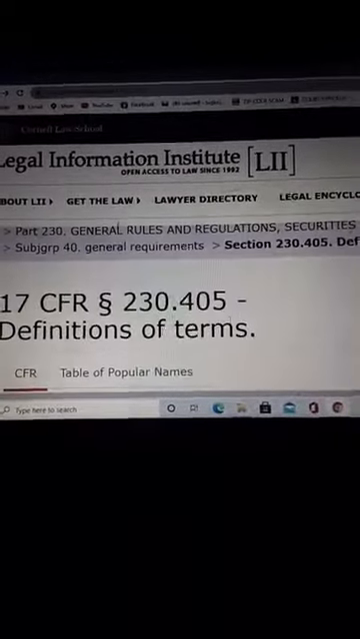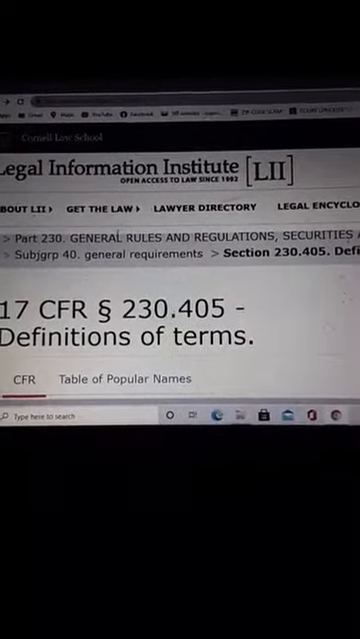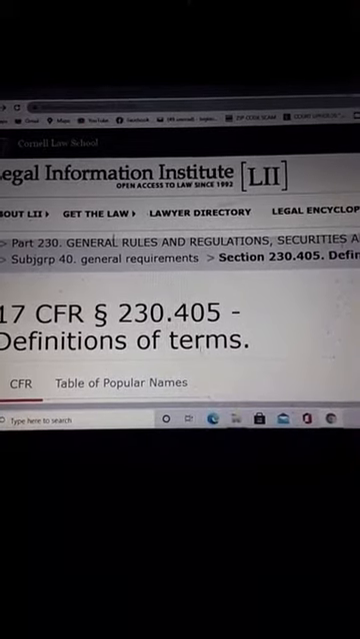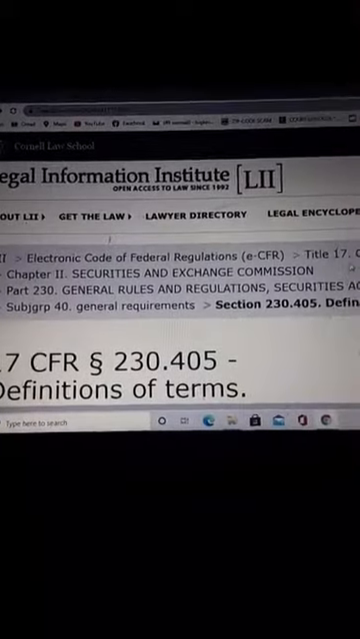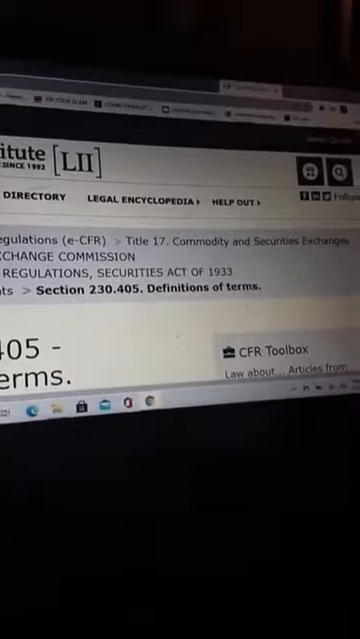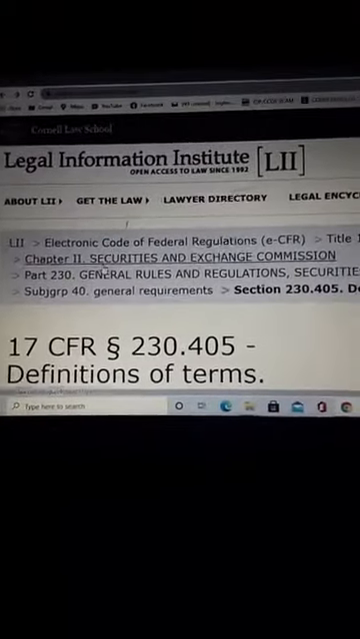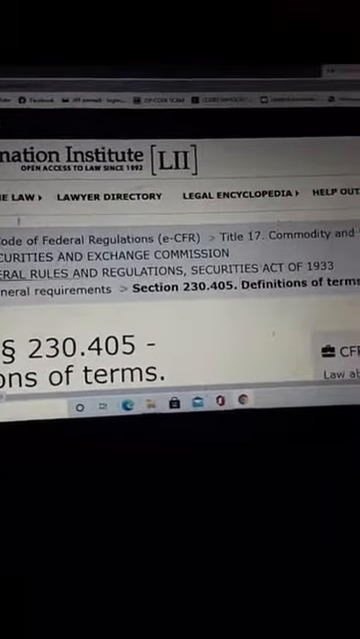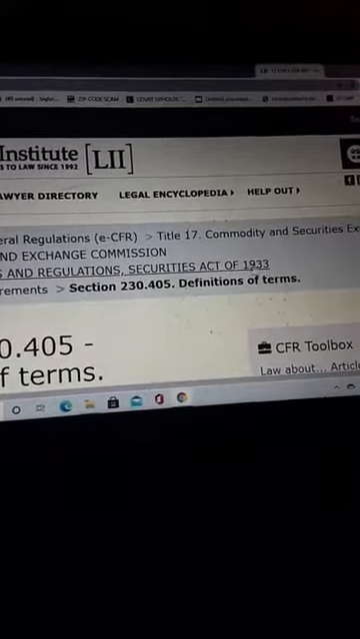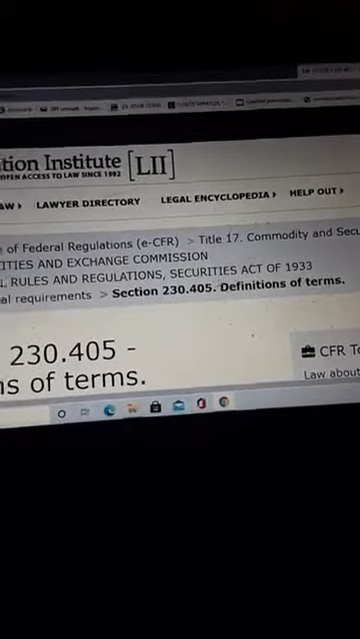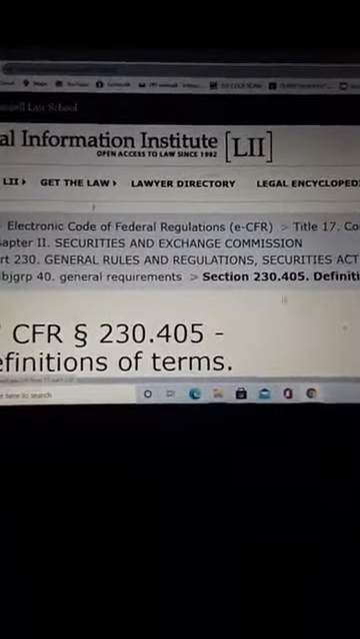Now this here is 17 CFR 230.405, definitions of terms. And again, we're talking commodities and securities exchange. General Rules and Regulations, Securities Act of 1933. So we're going straight to the act that they're talking about with the forms.